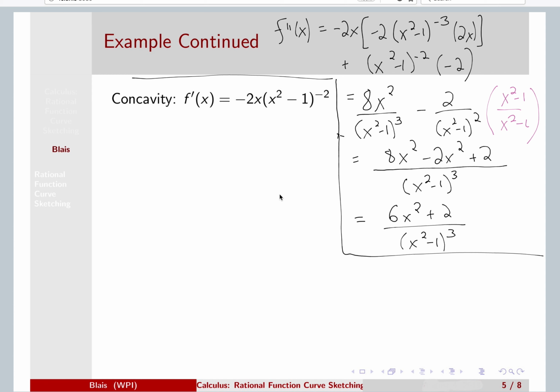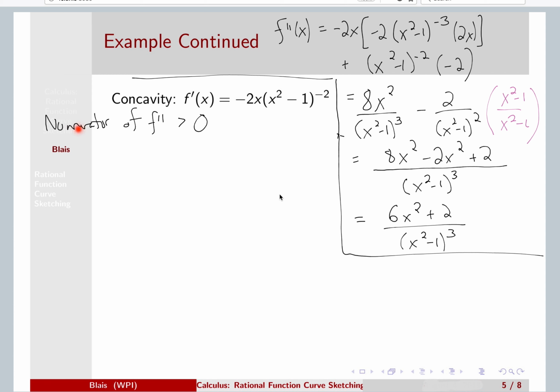Now first notice, this numerator is always positive. So the numerator of f double prime is always greater than 0. Any x you plug in is squared and multiplied by 6, and then you add something positive to it. So it's the denominator that determines the sign.